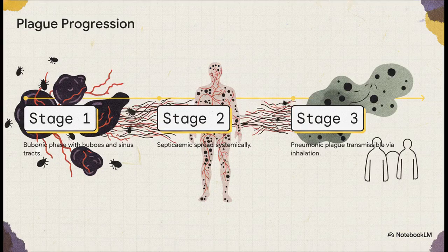And as you know, the plague doesn't just stay localized, it's wildly aggressive. It kicks off at stage 1, the bubonic phase, where those painful buboes and sinus tracts form. If nobody catches it, it rapidly breaches the bloodstream in stage 2, becoming septicemic. Finally, it hits stage 3, the terrifying pneumonic phase, where it becomes highly transmissible person to person through inhalation. Spotting this back in stage 1 is crucial.